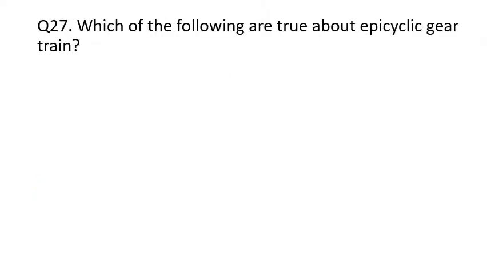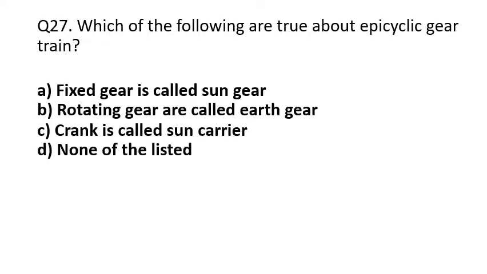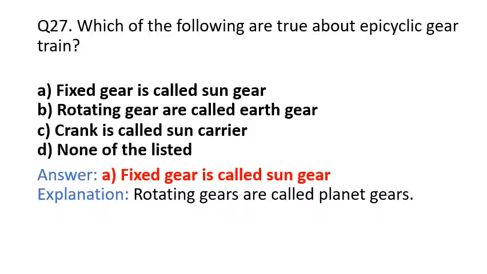Question number 27. Which of the following are true about epicyclic gear train? A, Fixed gear is called sun gear. B, Rotating gear is called earth gear. C, Crank is called sun carrier. D, None of the listed. Answer is A, fixed gear is called the sun gear. Explanation: Rotating gears are called the planet gears.